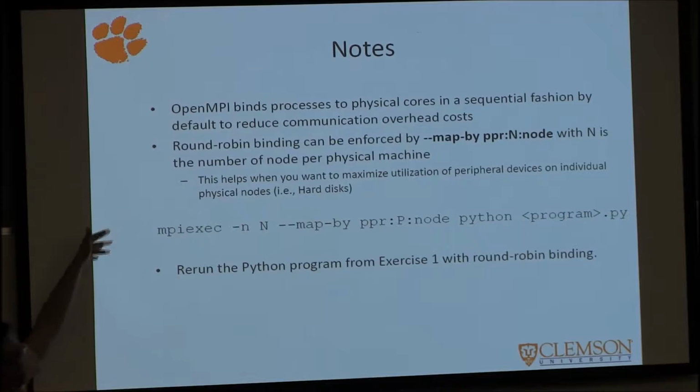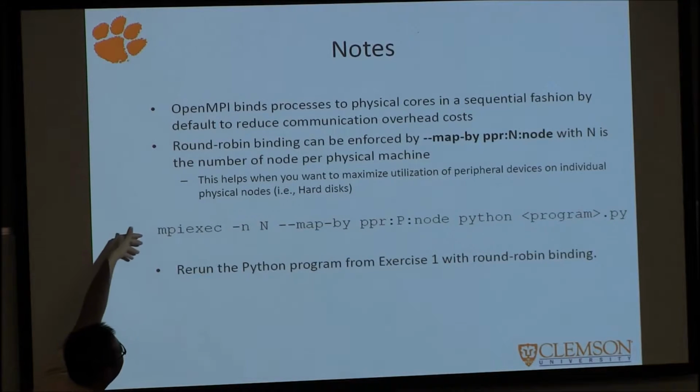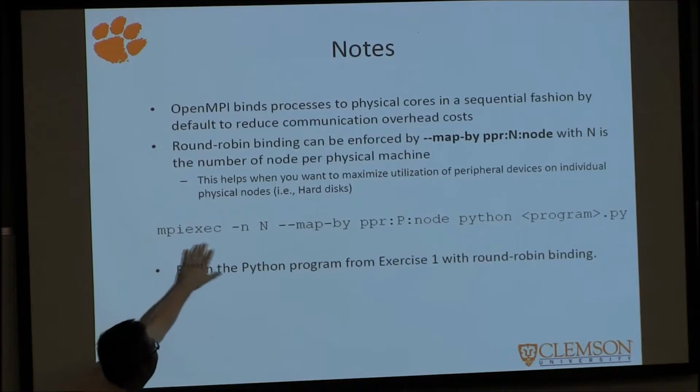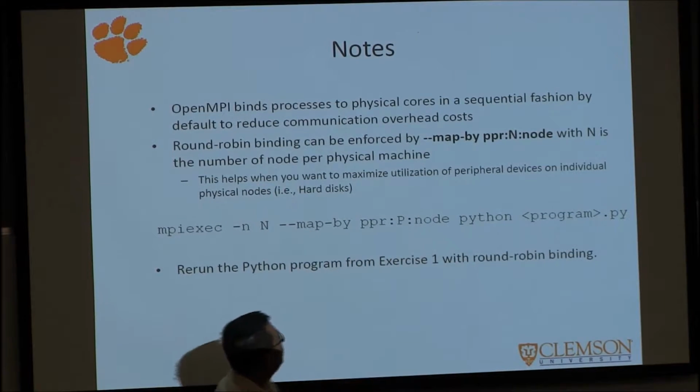The time when you want to do this is, let's say, when you have I/O heavy processes and you want to read and write from the local hard drive, and you only have a single local hard drive. So if you are running two processes, it might be better to have each process read from two separate hard drives rather than having the two processes read from the same hard drive. So this is another command that you can try: mpiexec -n 16, and then map-by ppr:1:node.